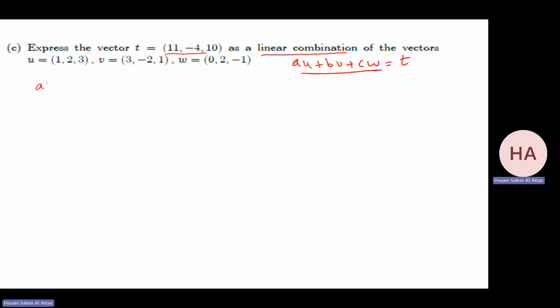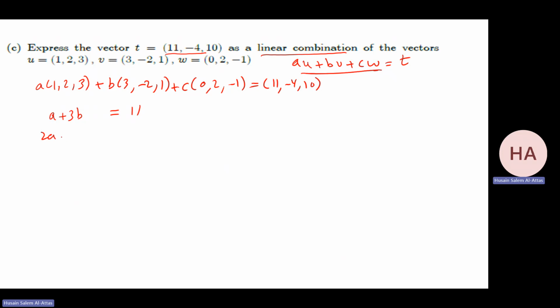So I have A times (1, 2, 3) plus B plus C equals (11, -4, 10). So what kind of equations do I have? I have A plus 3B equals 11. I have 2A minus 2B plus 2C equals -4. I have 3A plus B minus C equals 10. And let me solve this system quickly.